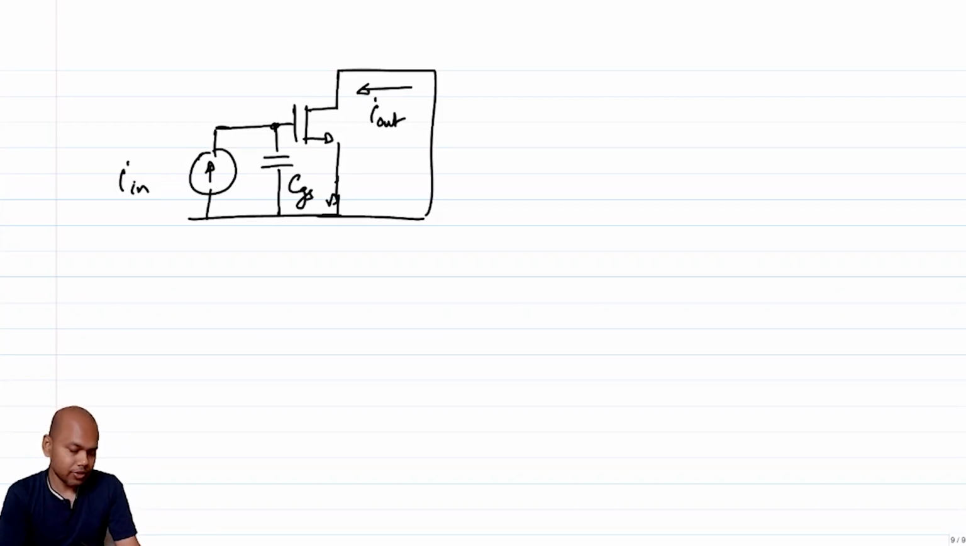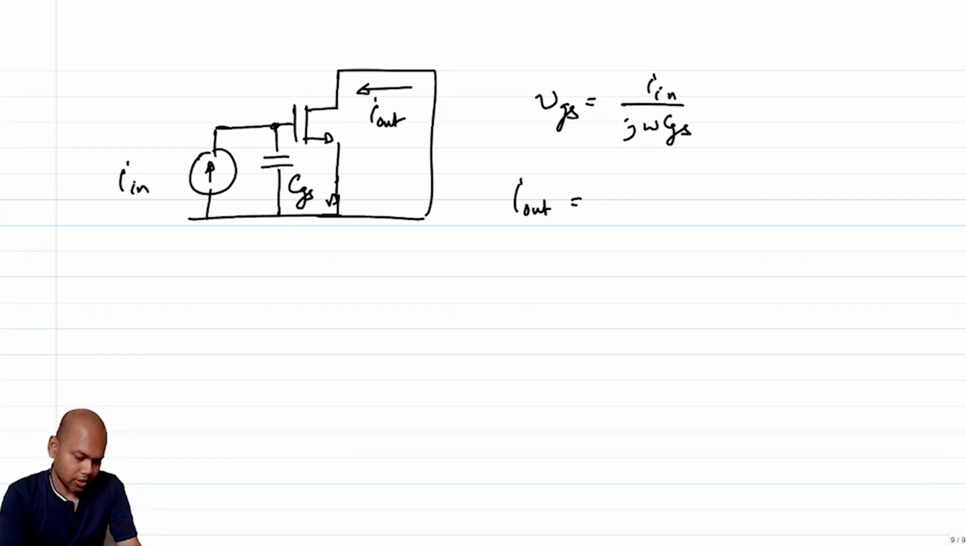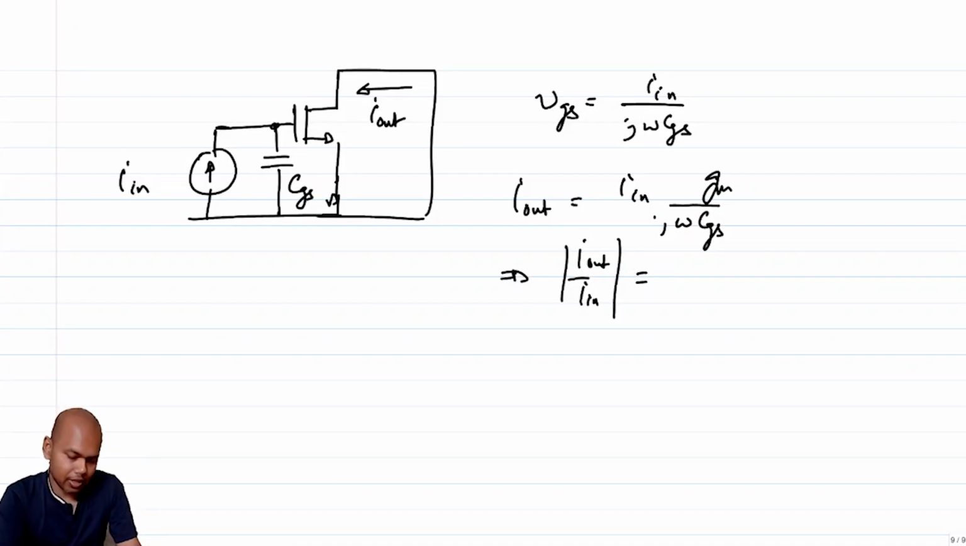So what will be the voltage that is going to develop? The voltage that is developing across is the VGS. Your VGS is essentially I in by j omega CGS, right? So I out is basically Gm times VGS, which is I in times Gm by omega CGS, which means mod of I out by I in, that is the potential current gain that you can get, is essentially again omega t over omega. So this is greater than 1 if the operating frequency is less than omega t.